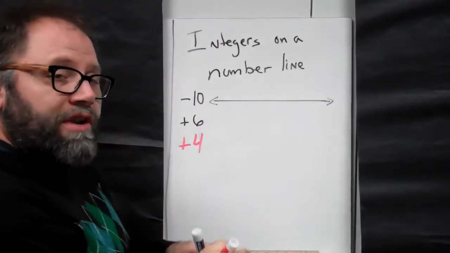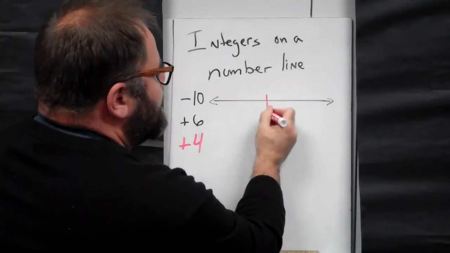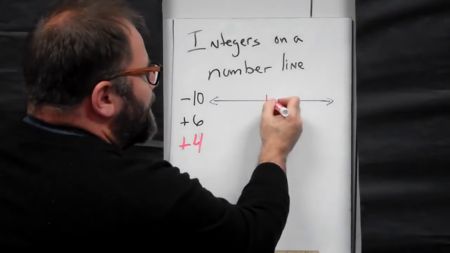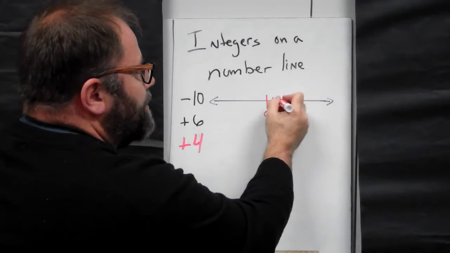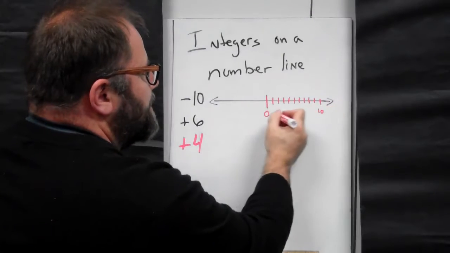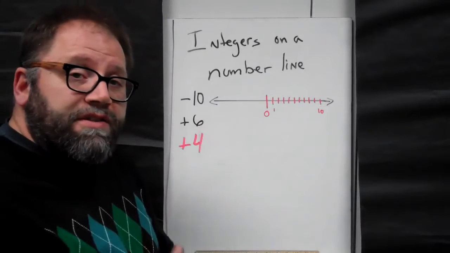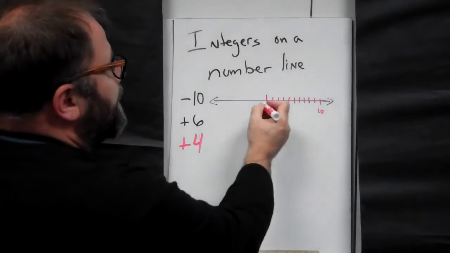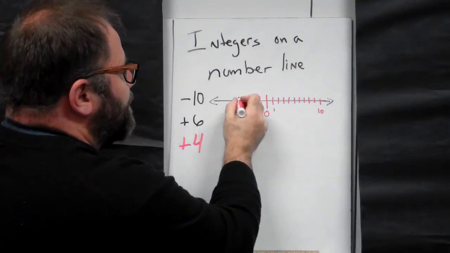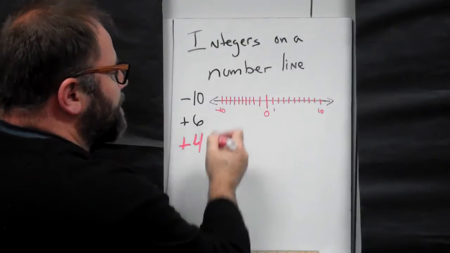If I'm going to do -10, probably a little bigger than I wanted to do, I'm going to add 0 here because we're just starting out. So I know that my number line going to the right is positive 1, 2, 3, 4, 5, 6, 7, 8, 9, 10. There's 10, there's 1. Then going to the left, it's the opposites. Going like this. -1, -2, -3, -4, -5, -6, -7, -8, -9, -10.